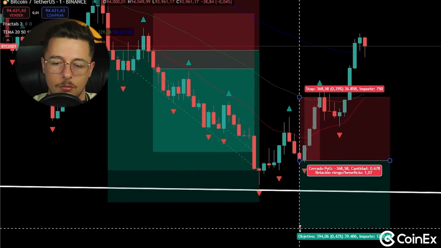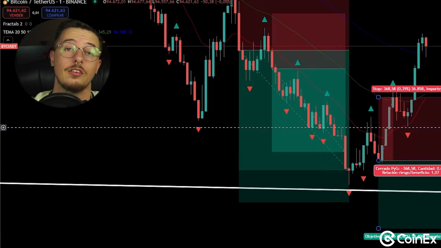In this case, obviously it would have hit the stop loss, and that is okay, there's no problem, because as you know, trading is pure statistics, and we only need a 55-60% win rate to actually make money on the markets. So let me know down in the comments if you knew this strategy, if you've ever seen it before.